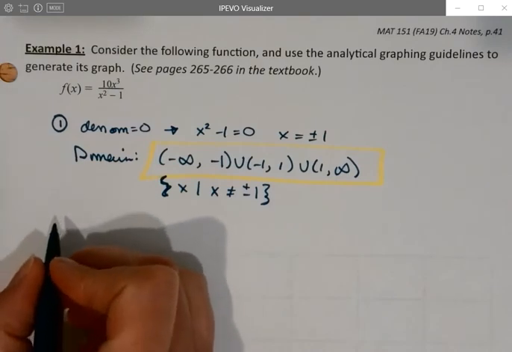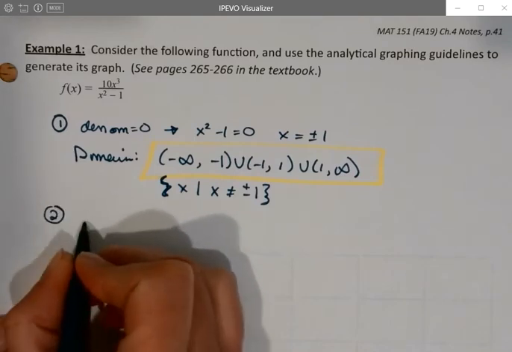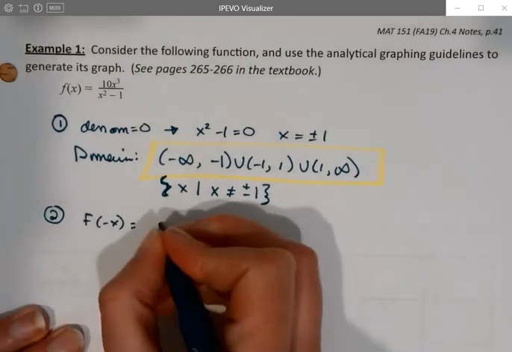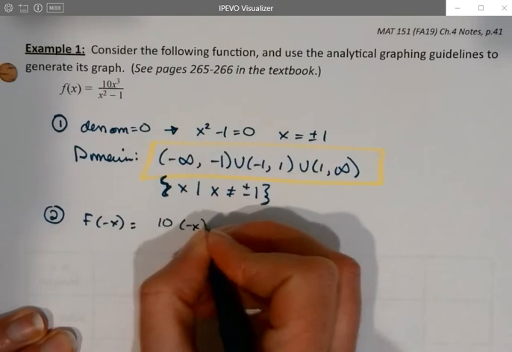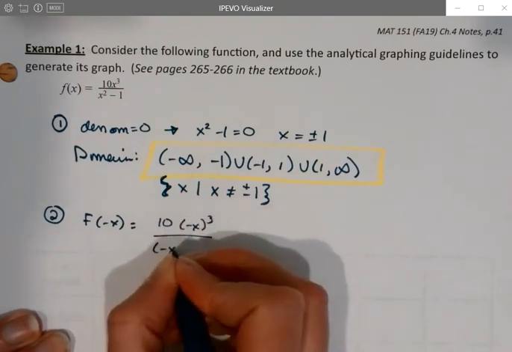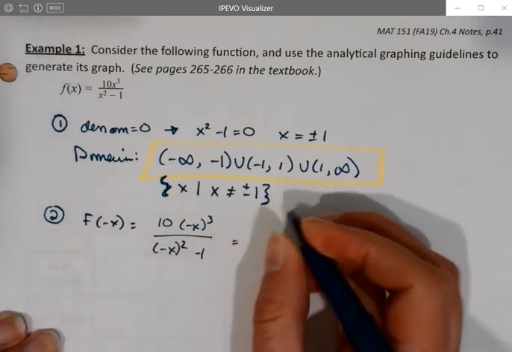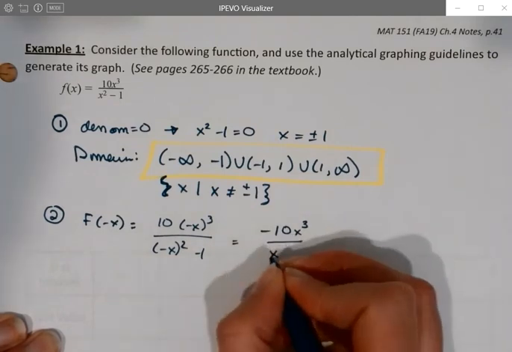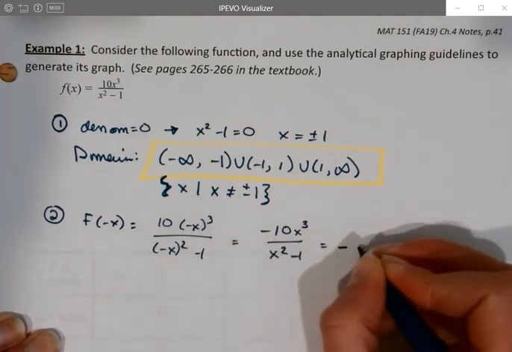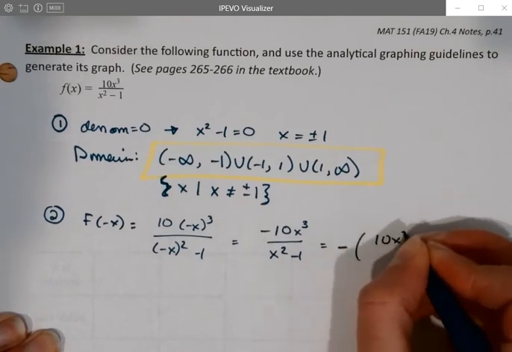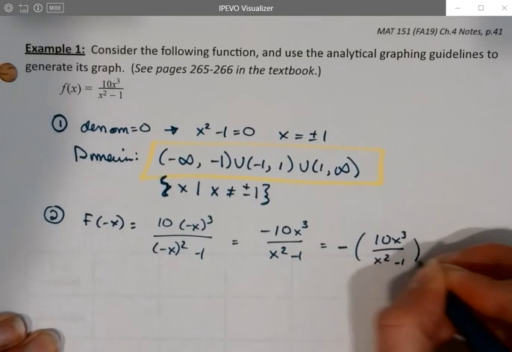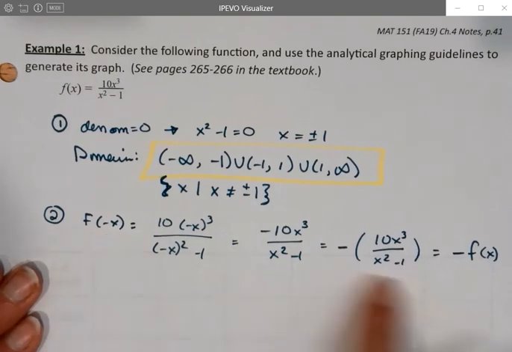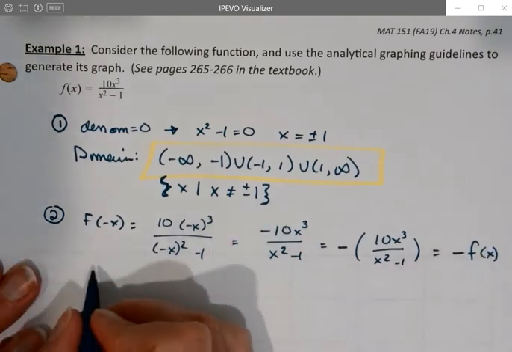And then we're going to talk about symmetry. So in symmetry, if I plug negative x into the function, that gives me, first of all, 10 times negative x to the third over negative x squared minus 1. So that's negative 10 times x cubed, because 3 negatives, of course, and then over x squared minus 1. That is the same thing as negative of the whole function, negative 10x cubed. You can factor that negative out. And so I do have the negative of f of x. So when I plugged in a negative x, I got out a negative y value, and so that means that I have odd symmetry.